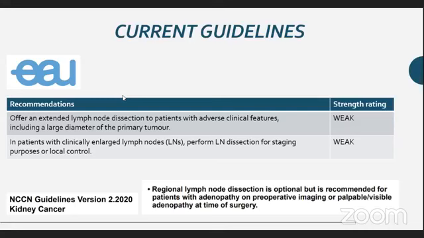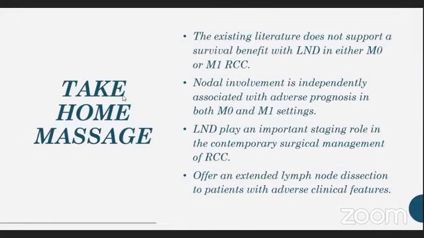The strength of this recommendation is weak, and definitely to do lymph node dissection in enlarged nodes as a staging and local control. My personal take on this matter is that even though there is no distinct survival advantage in doing lymph node dissection, as the scientific evidence shows, I tend to do lymph node dissection in patients with enlarged nodes, as well as in adverse features such as a 10 to 12 centimeter tumor, or a lot of tumor necrosis within the tumor on the CT scan. So these are patients I tend to do lymph node dissections.